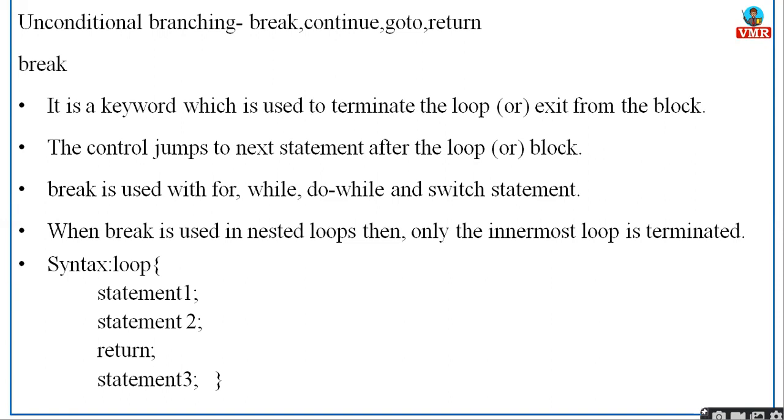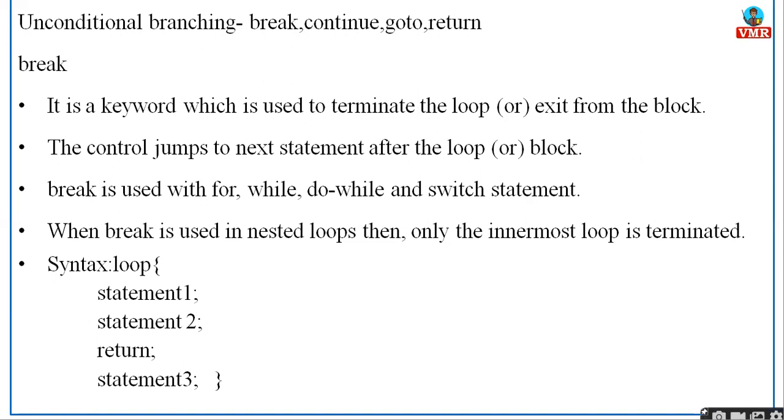First we'll see the break. It is a keyword which is used to terminate the loop or exit from the block. The control jumps to the next statement after the loop or block. Break is used with for loop, while loop, do while loop, and switch statement. When break is used in nested loops, then only the innermost loop is terminated. So these are the four places where you will use break. Generally, the break statement will simply exit either from your loop or some particular set of statements.